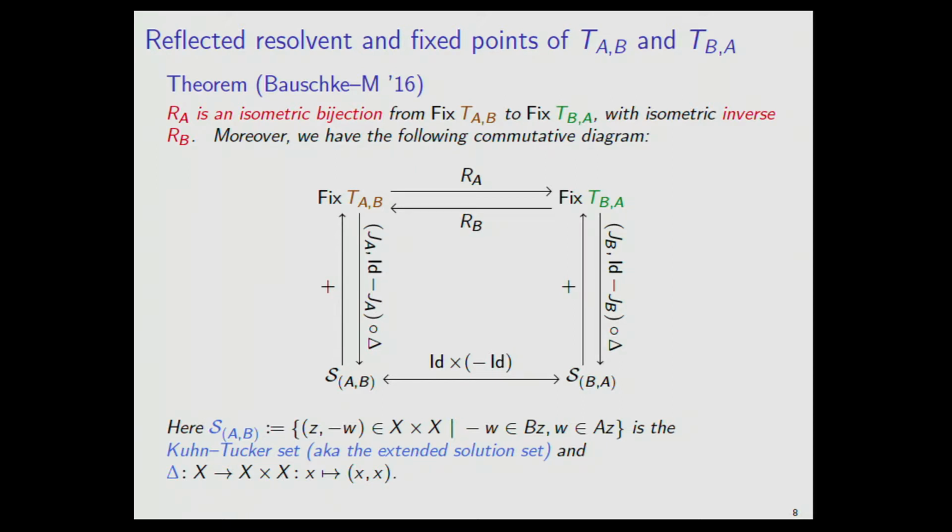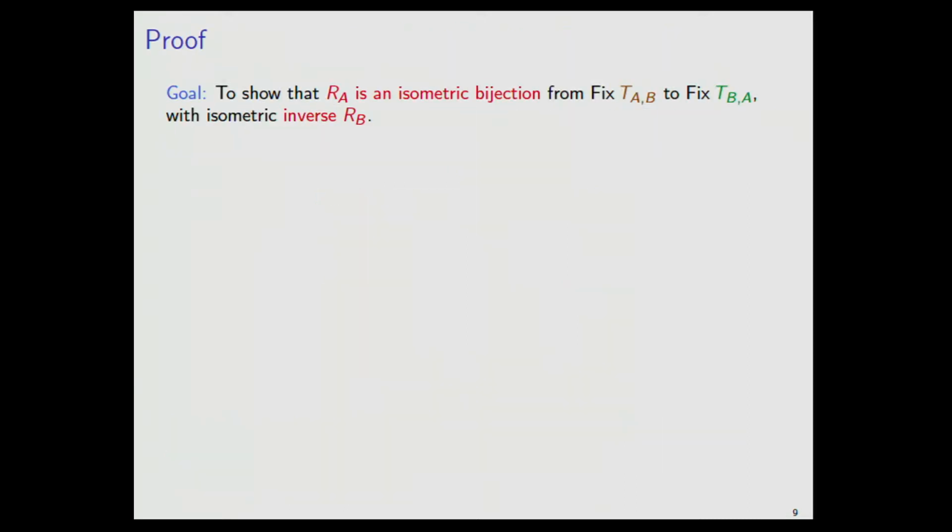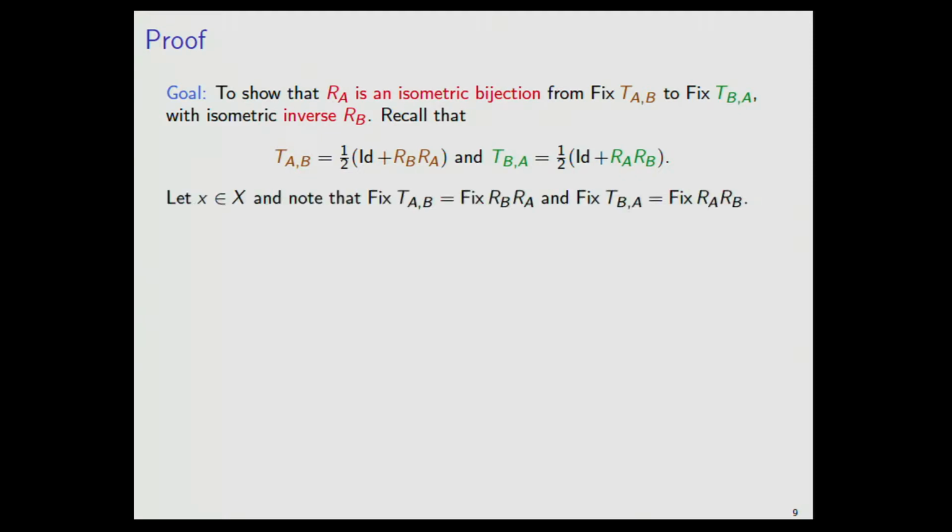The entire proof doesn't fit the scope of the talk in terms of length, but I will only prove the first part that's actually sweet and nice. So we want to prove that RA is an isometric projection that takes one fixed point to the other. These are the definitions of the two orders, and we can easily see that the fixed points of T are the same as the fixed points of the composition of the reflectors. So we start with an X.